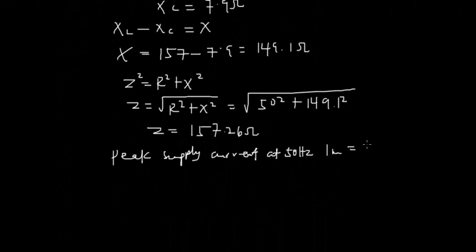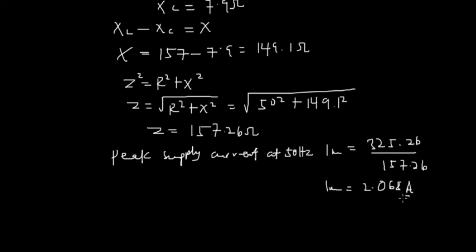We know that VM is equal to 325, and then we divide that by 157.26. So our IM will give us 2.068, and this is in amperes. Let's proceed from there.